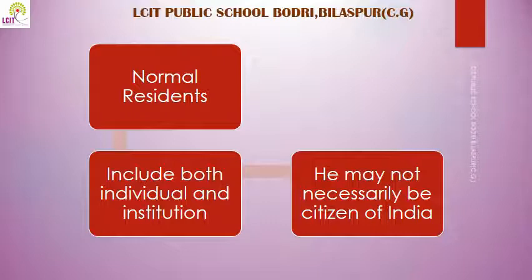So in the last slide we saw what the nature of incomes should be that are included. In this slide you see whose income should be included. So normal residents' income should be included in the national income of a particular country. It includes both individual and institution. It can be any institution, partnership firm, or a government body, or any company. It should be residing in India and earning income in India. And they are not compulsorily to be citizens of India.